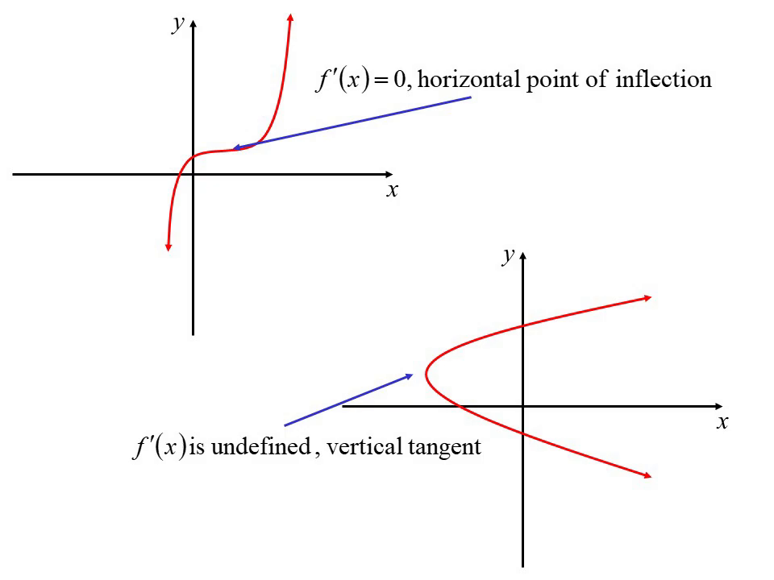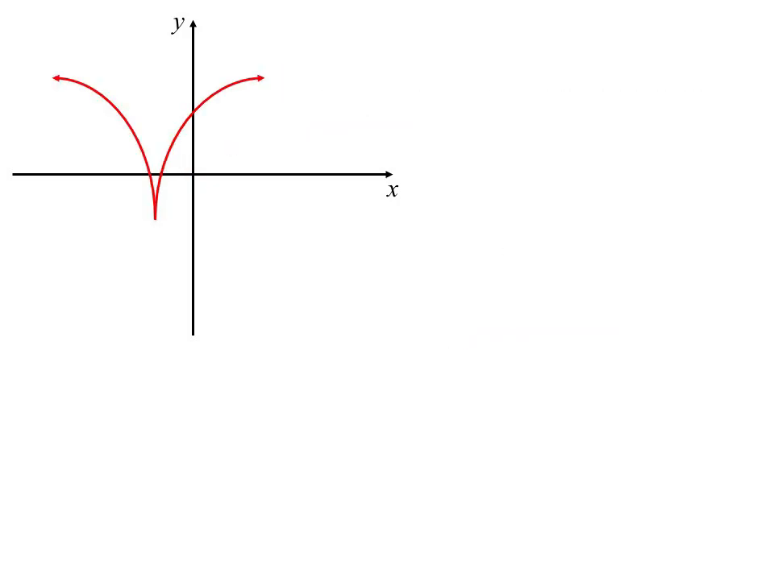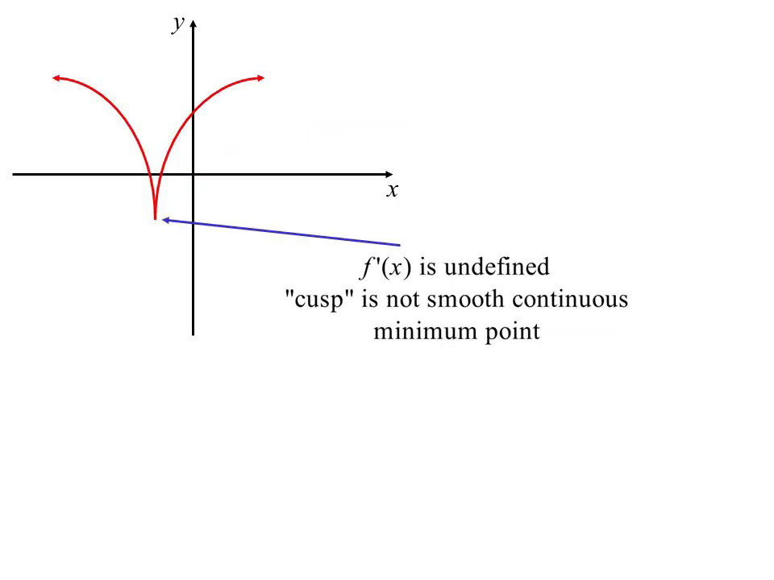Well, it might also be a point of discontinuity, because if that value wasn't in the domain originally, then of course it's highly likely that the derivative is going to be undefined as well. So it might be that situation. Then we have unusual looking things like this. That's what we call a cusp. At that point it's undefined as well, because it's not smooth continuous.